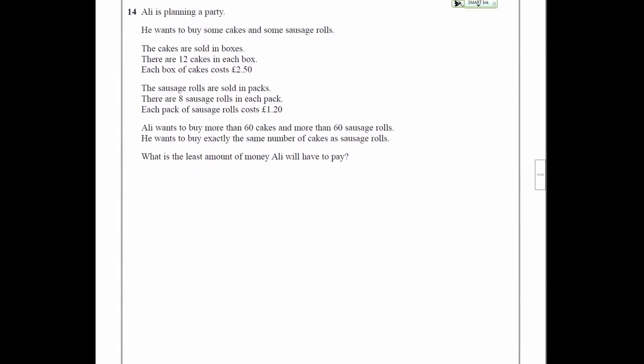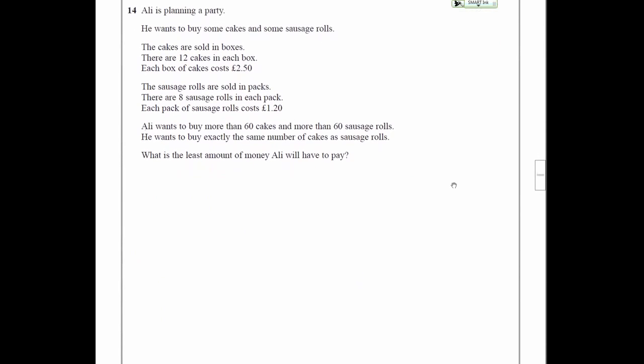Question 14. Ali is planning a party. He wants to buy some cakes and some sausage rolls. The cakes are sold in boxes. There are 12 cakes in each box. Each box of cakes costs £2.50. I usually highlight, do apologise, 12 cakes, sold in boxes, done.